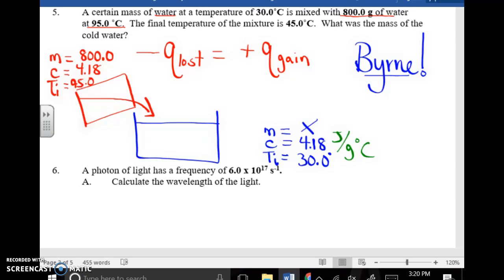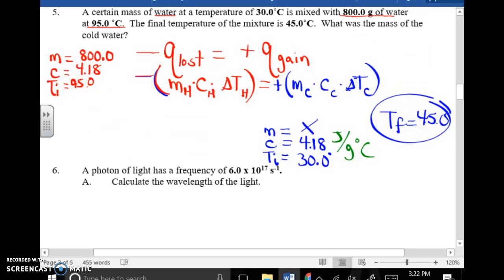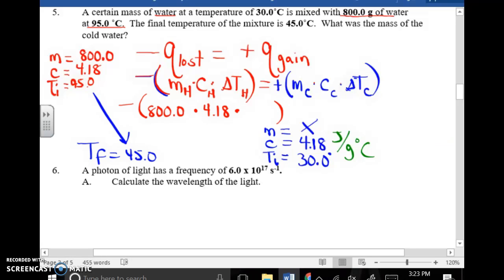Now, once they mix, you notice that the final temperature of both parts of the system is 45. Now, since both are changing temperature, we're going to use MC delta T for both Q's. So M times C times delta T for the hot, hot, hot. M times C times delta T for the cold, cold, cold. Let's plug in what we know. I put in the mass of the hot water, specific heat of water.